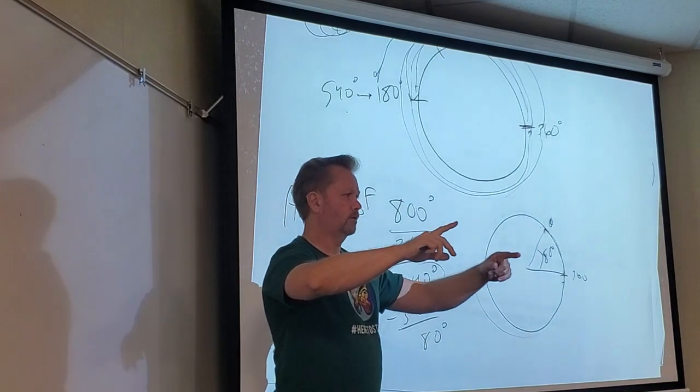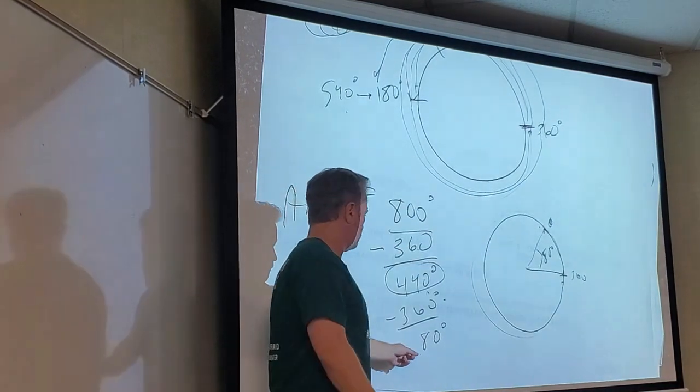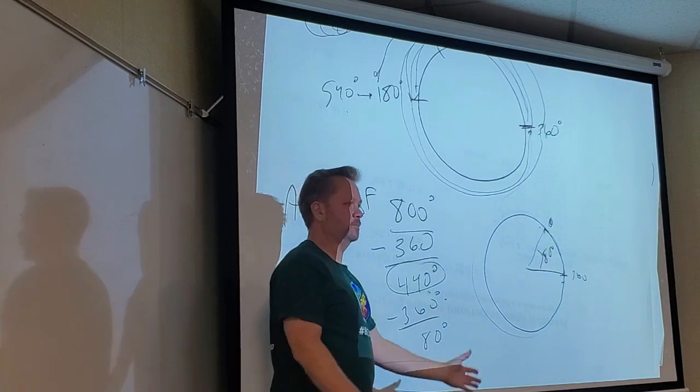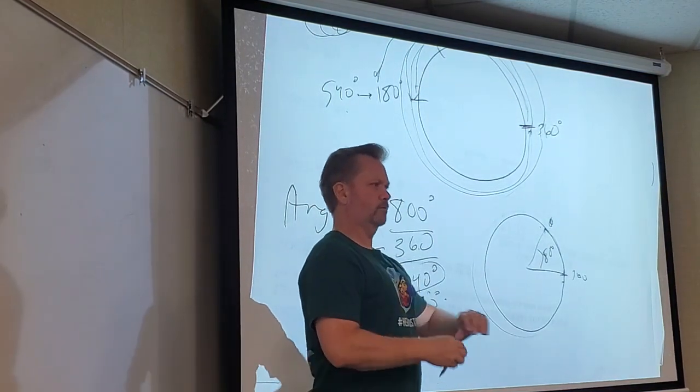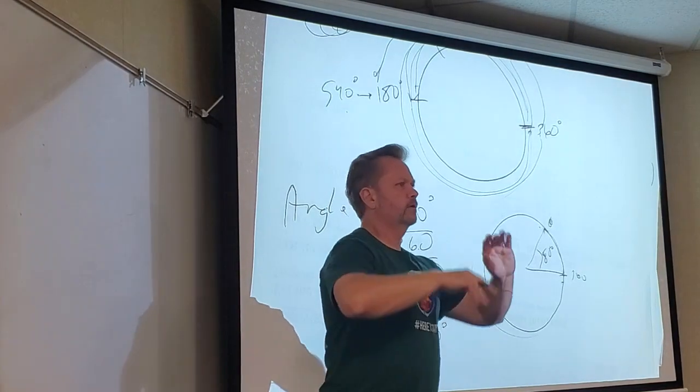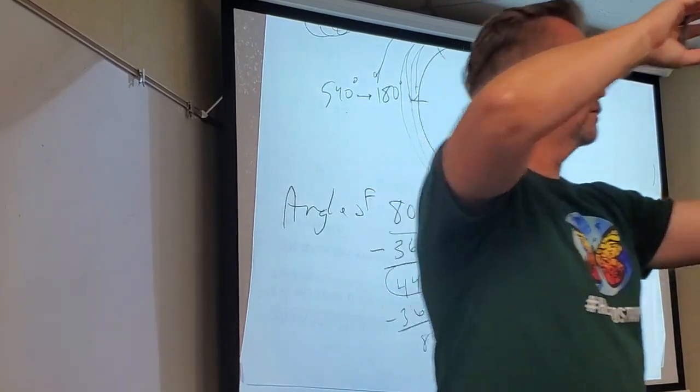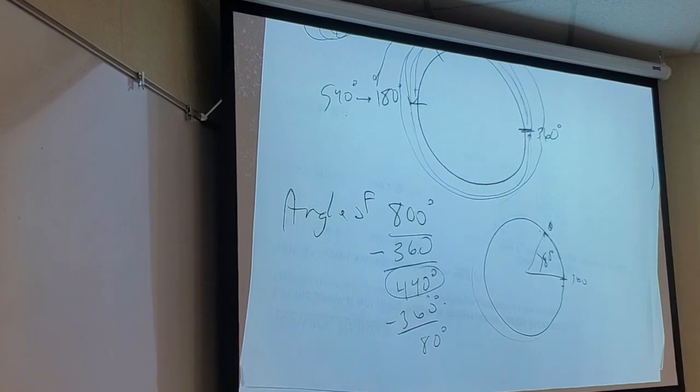So you knew to stop at 80 degrees because you can't subtract. Well, I could, and it gets negative, which is just going this way, right? Would that make sense? It does, totally. We'll go there in a minute.